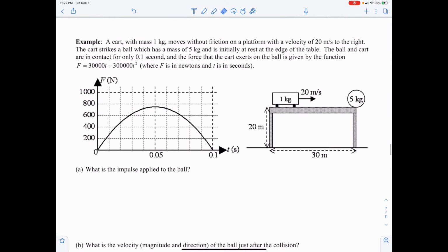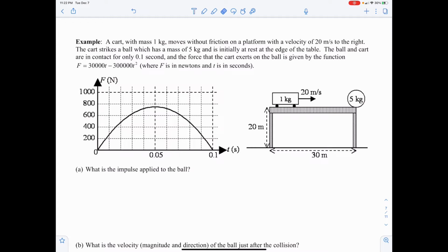In the next example, we have a cart with mass 1 kilogram that moves without friction on a platform with velocity 20 meters per second to the right. The cart strikes a ball which has a mass of 5 kilograms, initially at rest at the edge of a large table. The table is 30 meters long and 20 meters off the ground. The ball and the cart are only in contact for 0.1 second, and the force that the cart exerts on the ball is given by the function F equals 30,000 t minus 300,000 t squared, where F is in newtons and t is in seconds.